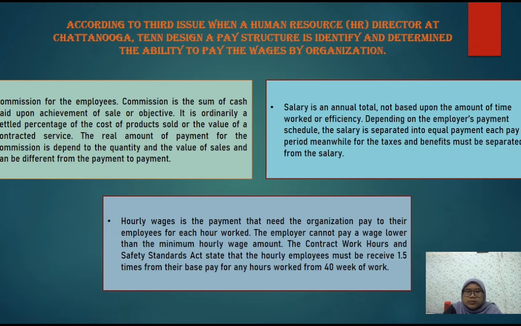Commission is the sum of cash paid for achievement or sales. It is ordinarily a settled percentage of the cost of products sold or the value of a contract service. The real amount of payment for the commission depends on the quantity and the value of sales and can be different from payment to payment.